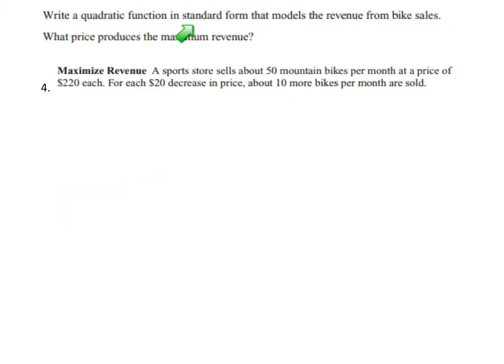It says, write a quadratic function in standard form that models the revenue from bike sales. What price produces the maximum revenue? Maximize revenue. A sports store sells about 50 mountain bikes per month at a price of $220 each. For each $20 decrease in price, about 10 more bikes per month are sold. So the first thing we have to do is define our variable. So we say let x represent the dollar decrease.